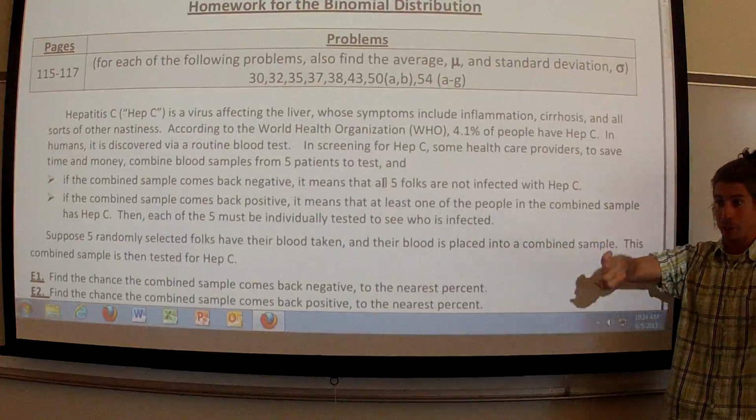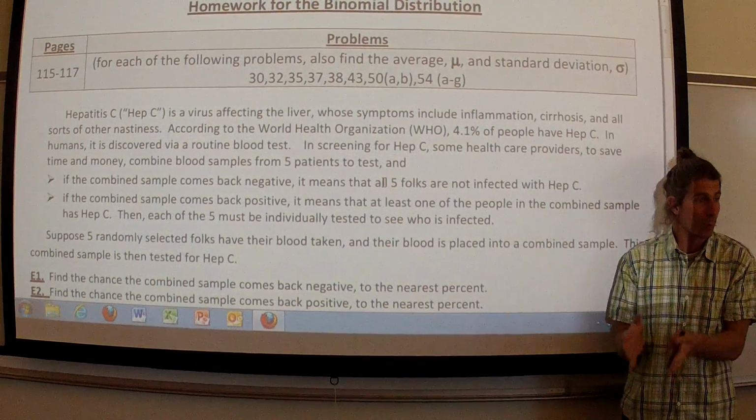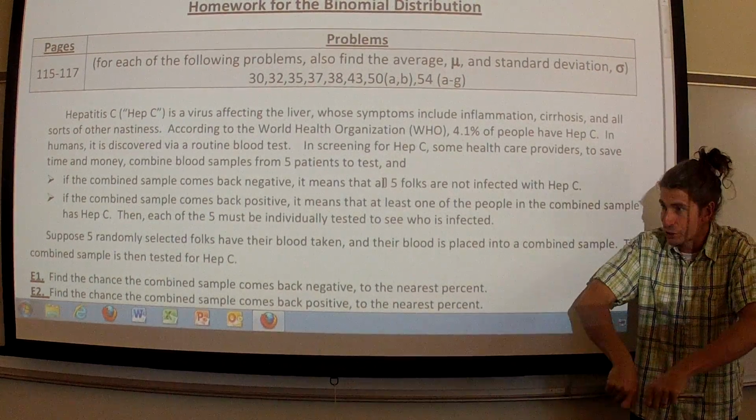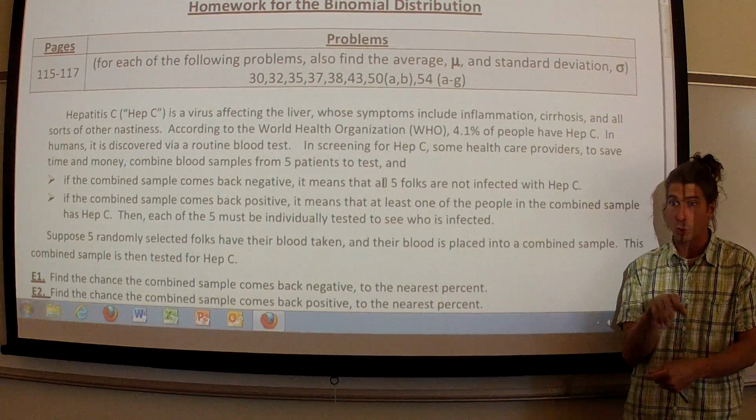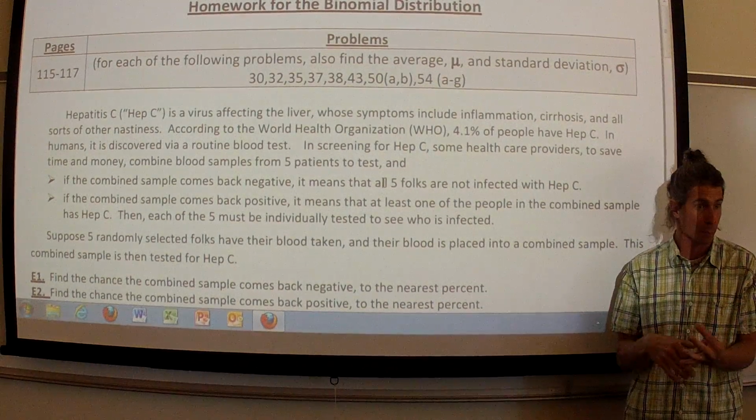So as soon as all the blood goes into one vial, it's a soup of blood. And you can't then centrifuge it back out to figure out which blood is which person's. It's just one big soup.